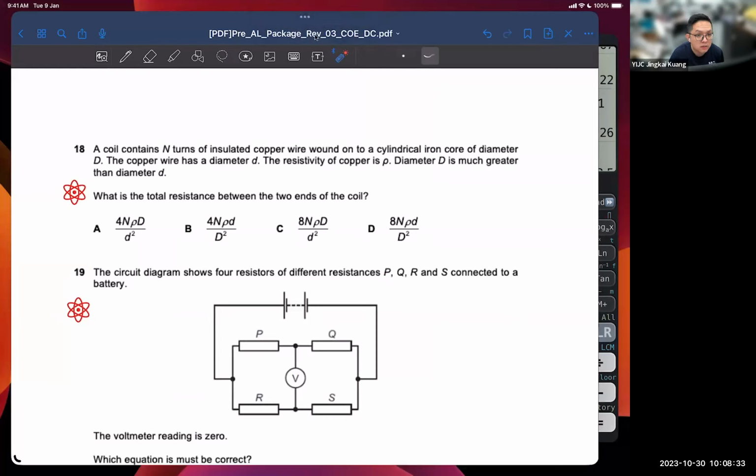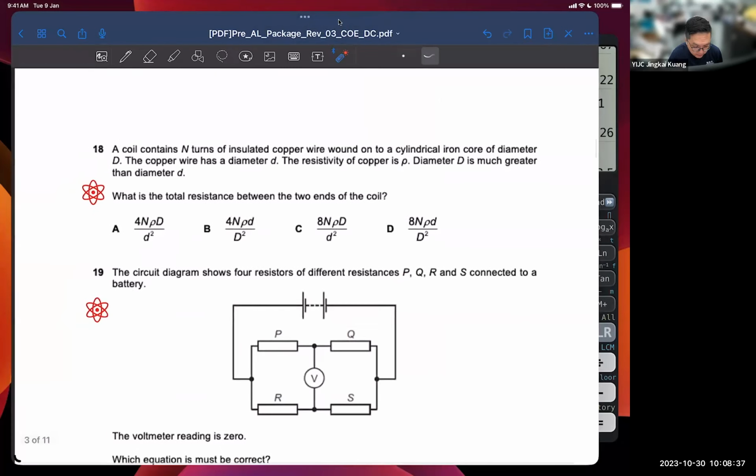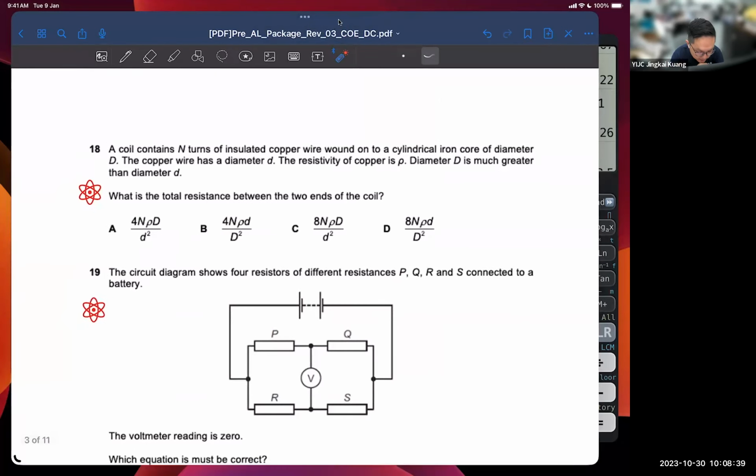So this one is quite straightforward. You just need to write it out. You have n turns of cable. This one has a lot of terms to highlight. A coil contains n turns of insulated copper wire wound on a cylindrical iron core of diameter D. The copper wire has a diameter d. Resistivity is rho. Diameter capital D is much larger than small diameter d.